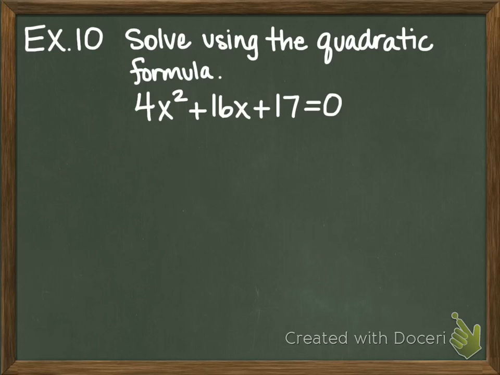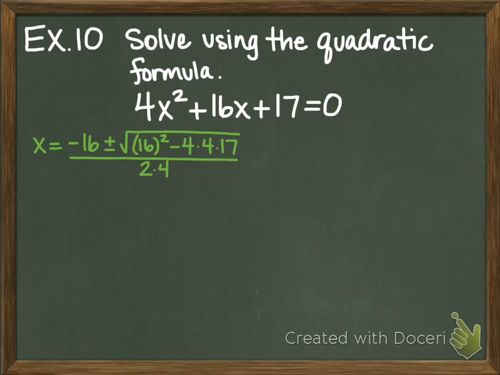Okay, now on number 10, we're going to use the quadratic formula to solve this trinomial. So when we get to a certain point in this problem, we're going to see why this has to do with imaginary numbers. So we're going to start by plugging in the coefficients in this trinomial to the quadratic formula. So this is going to be x equals negative 16 plus or minus the square root of 16 squared minus 4 times 17, all over 2 times 4.